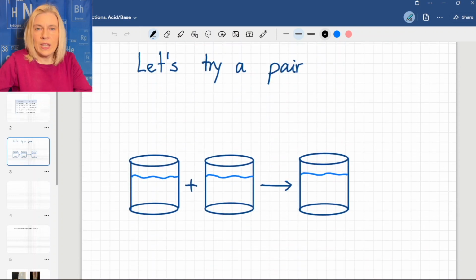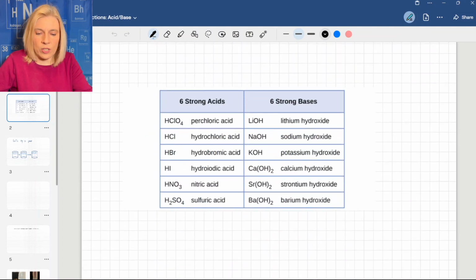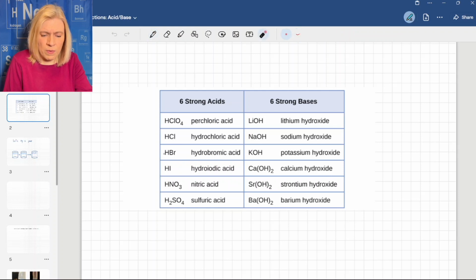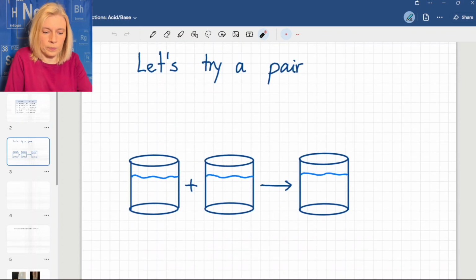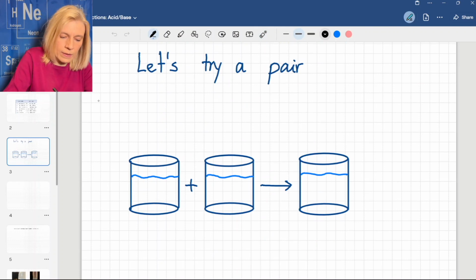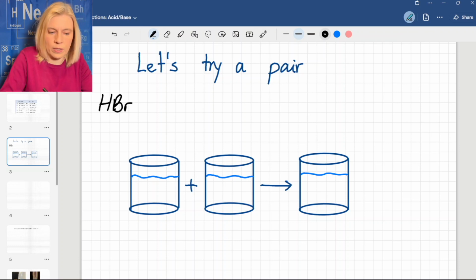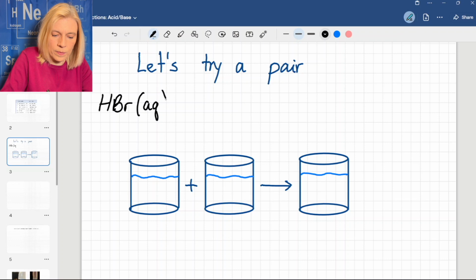Let's try a pair. Let's pick any 2. I don't really want to pick hydrochloric acid and sodium hydroxide because everyone is doing that example over and over again. I would like to go to maybe right here, hydrobromic acid and potassium hydroxide. Let's use these 2. So let's draw a picture. First we have hydrobromic acid, HBr, and the solution looks clear. It looks like water.